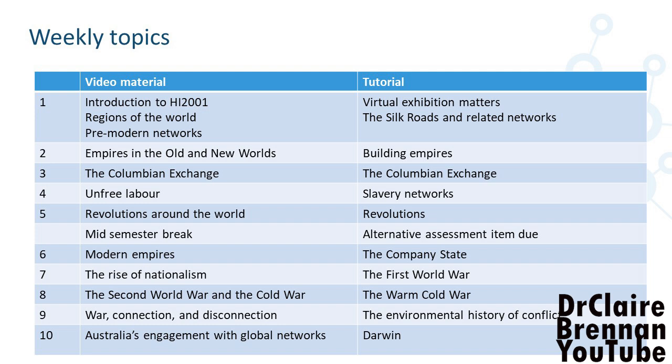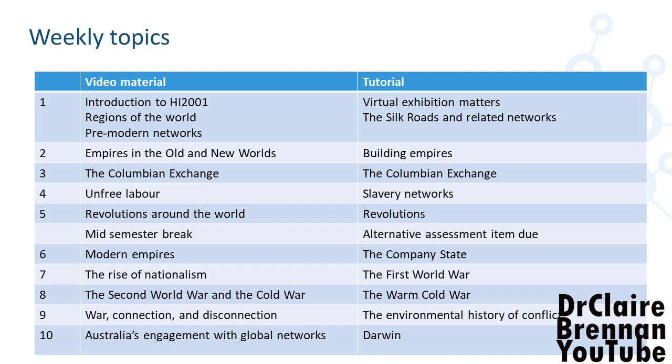Week 4, we look at slavery, a large network there, and at the various slave networks that have existed over time, and the other networks of unfree labour. So I introduced slavery as a particular institution, but it's not the only form of unfree labour, and it's not the only way in which people can be exploited for their labour. We look at slavery and those other ways in week 4. In week 5, we have revolutions, and that's also a lot of fun.